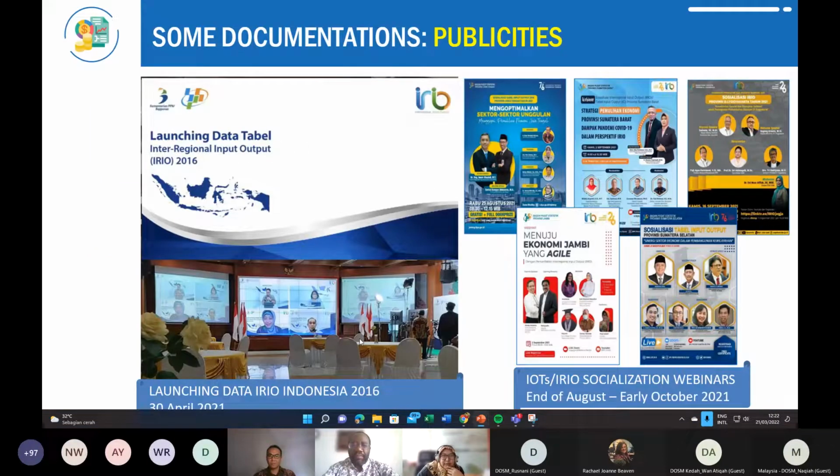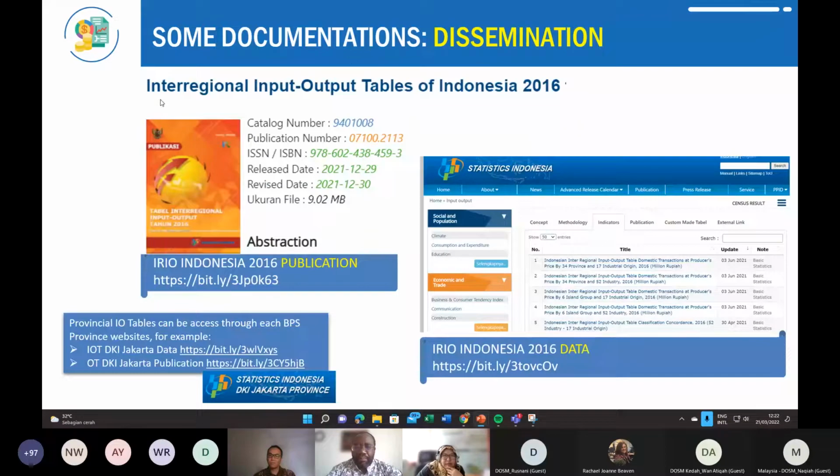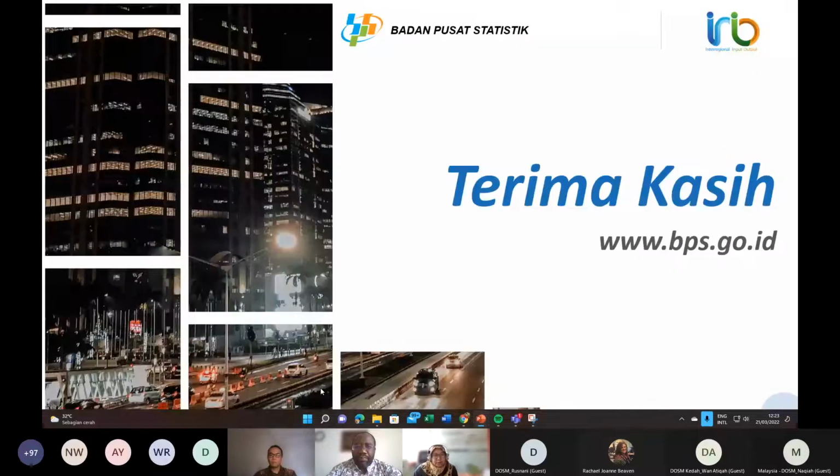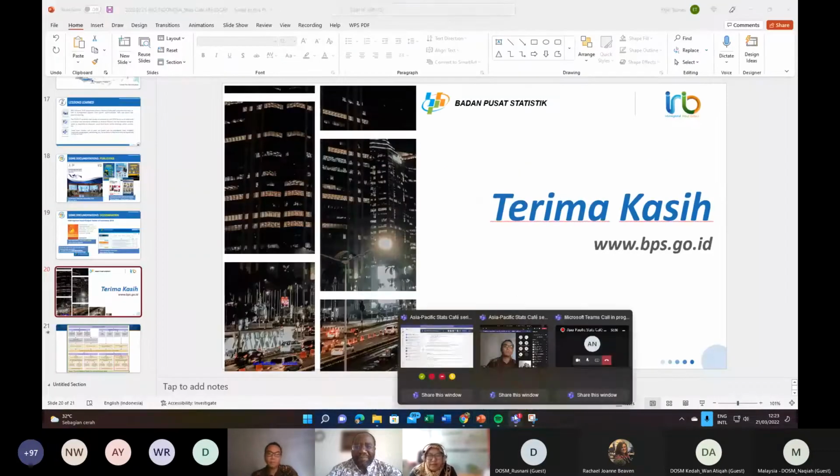This is the documentation of our publicity. There was a launching event, and then webinars hosted by 34 provinces in Indonesia. The dissemination process is done through our website. You can download the publication and the data from the BPS website, and you can also download the regional input-output tables from the BPS regional websites. Thank you all for this opportunity. I will give the floor back to Alik.